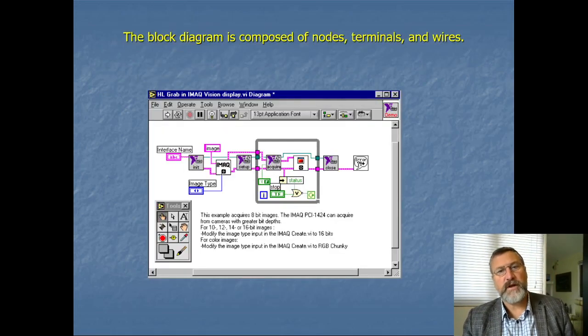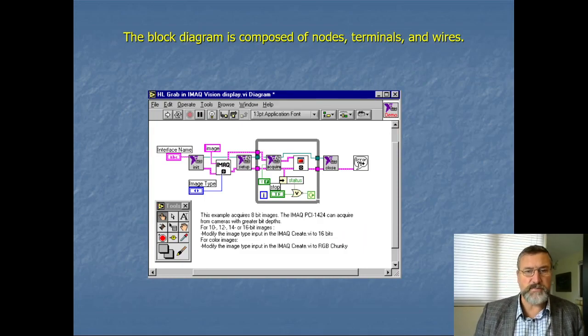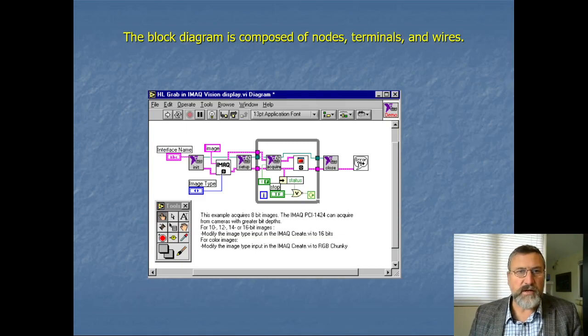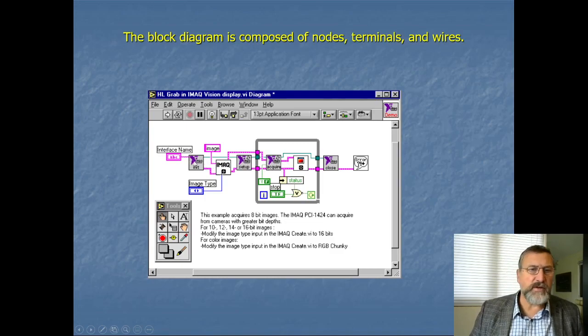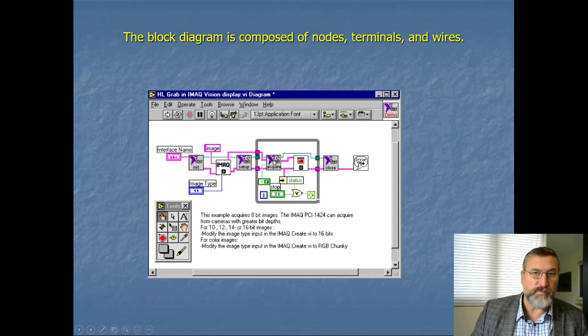Now, as I say, the block diagram is composed of nodes, terminals, and wires. This is a program someone's written to do some vision display. It looks a bit busy, but you'll understand what it all means. These three icons here have to do with a type of image acquisition called acquire. Someone's decided they want to use acquire to acquire some images, capture images in other words, and this synchronizes and sets it up for them using these things.